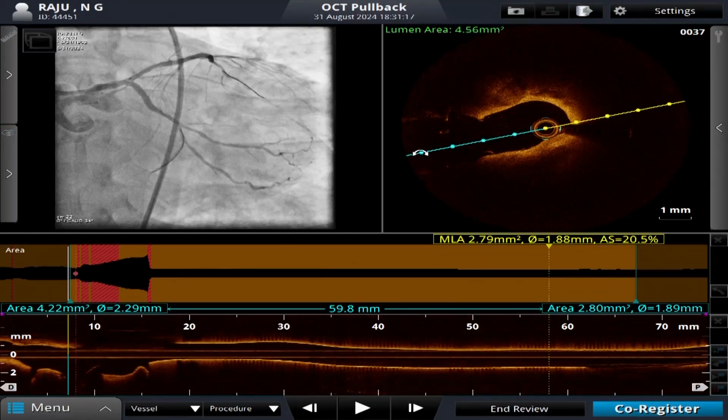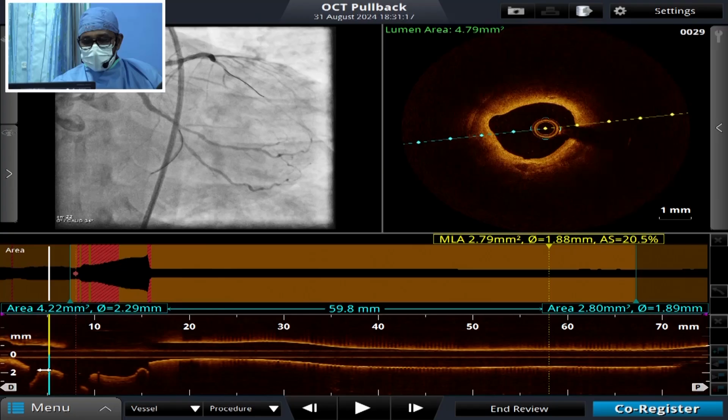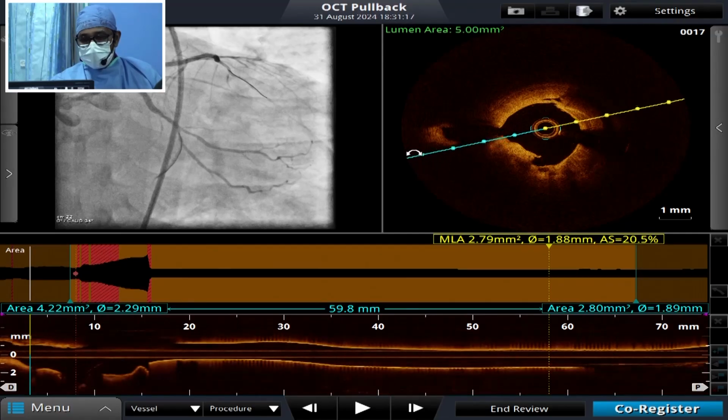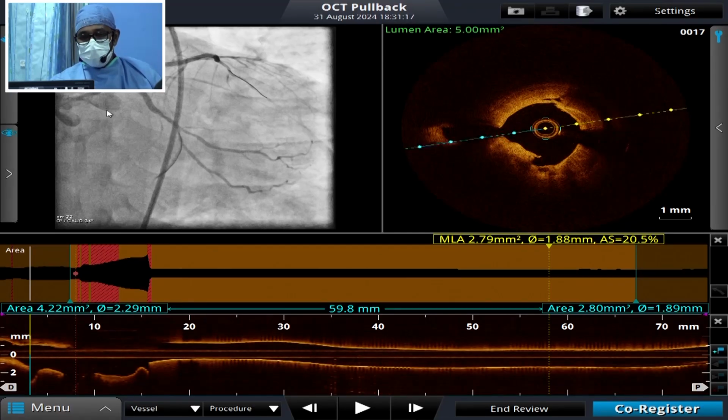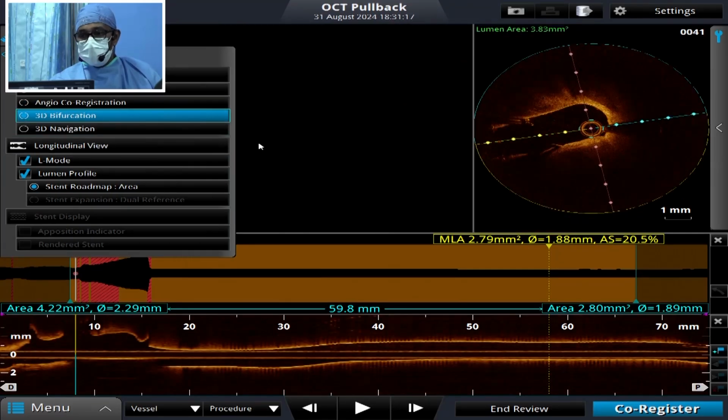Okay, now we are seeing the circumflex ostium. I hope you can see. Are you seeing the longitudinal image? Yes, sir. Okay, so this is the circumflex ostium. We are seeing a couple of struts over here, and we need to have a more proximal crossing. Now you can see that the wire is going through the more proximal cell into the side branch. This again can be made out in the 3D bifurcation mode also.